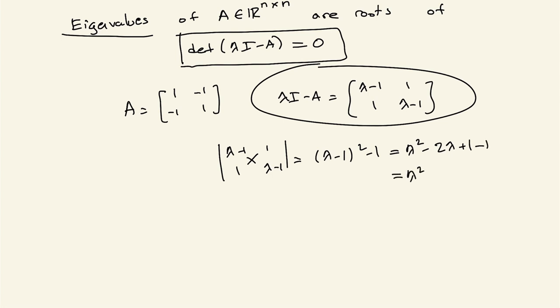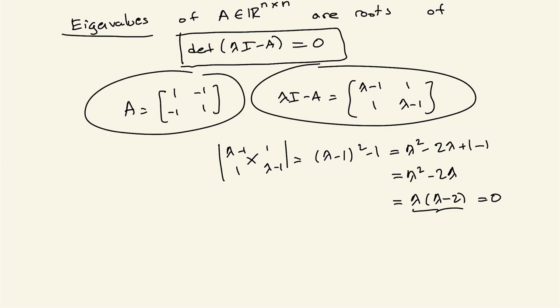We have lambda squared minus 2 lambda, or lambda times (lambda minus 2). We are going to set it to 0. So for this matrix A given here, its eigenvalues are lambda 1 equals 0, lambda 2 equals 2. Is it invertible? No, because it has a 0 eigenvalue. If these lambda 1 and lambda 2 eigenvalues are non-zero, then we would conclude that matrix A is invertible.